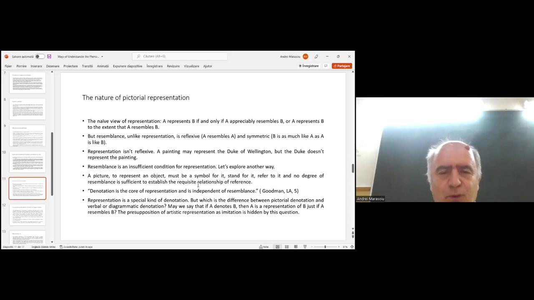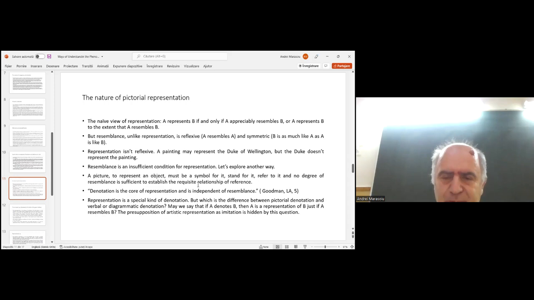The naive view is that A represents B if and only if A appreciably resembles B, or A represents B to the extent that A resembles B. But resemblance, unlike representation, is reflexive: A resembles A. And symmetric: B is as much like A as A is like B. Representation isn't reflexive. A painting may represent the Duke of Wellington, but the Duke doesn't represent the painting. Resemblance is an insufficient condition for a representation.